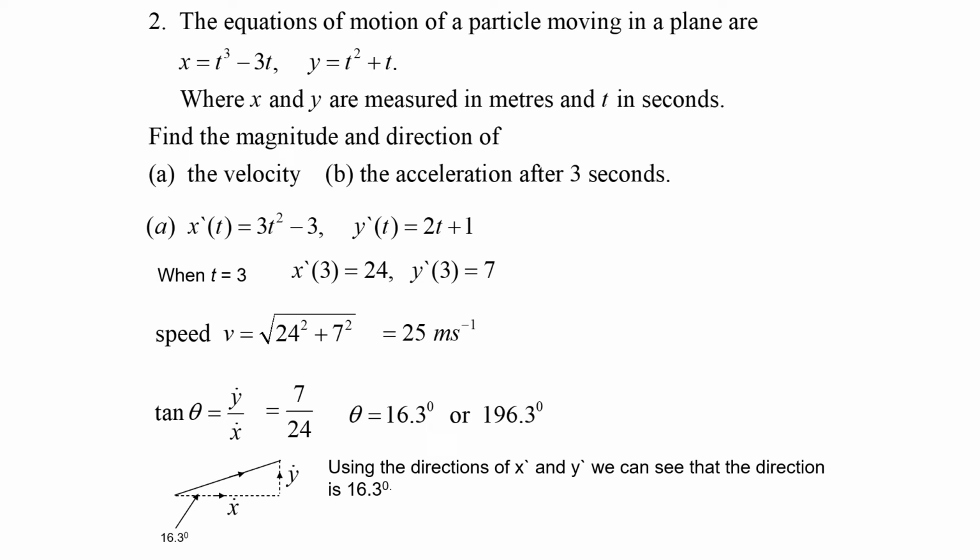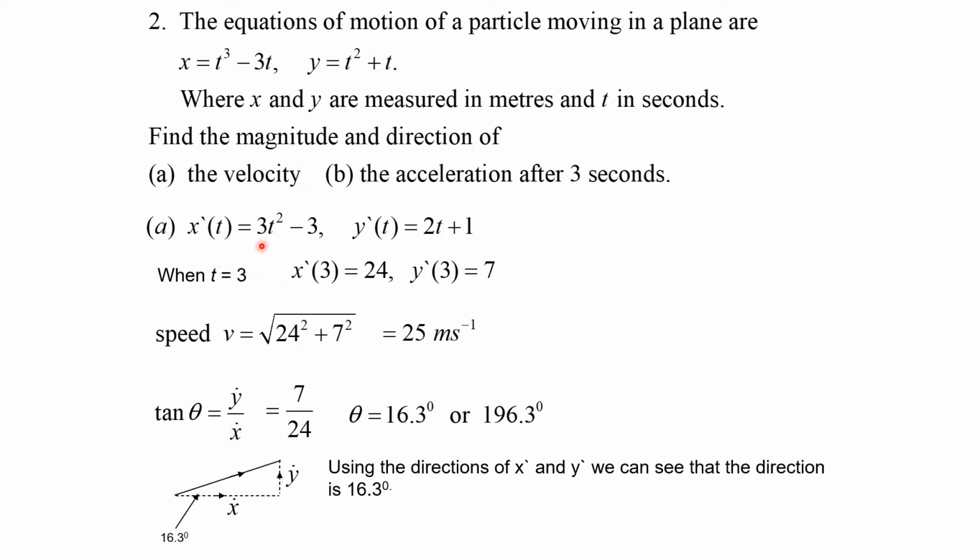Now we will look into the second example. We are given the equations of motion of a particle moving in a plane in terms of x and y, where x and y are measured in meters and t in seconds. Since x and y are given in terms of t, this is a set of parametric equations. Find the magnitude and direction of velocity and acceleration after 3 seconds.